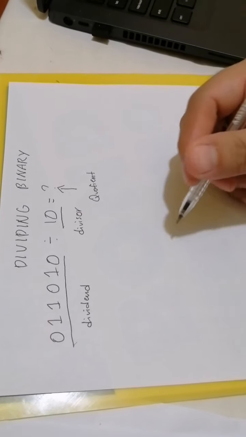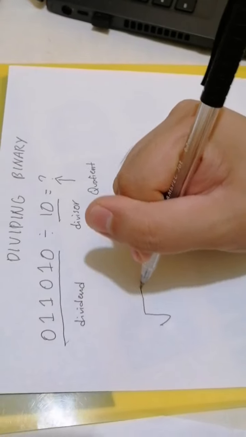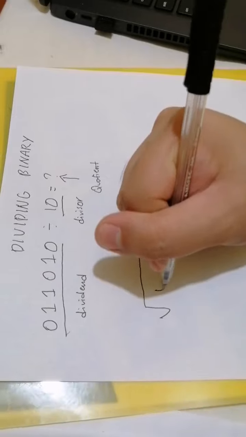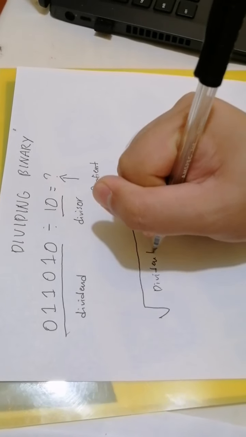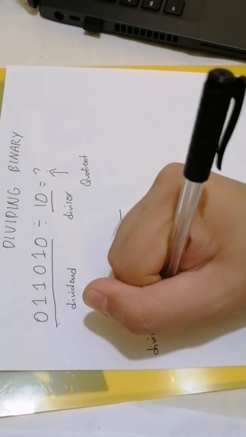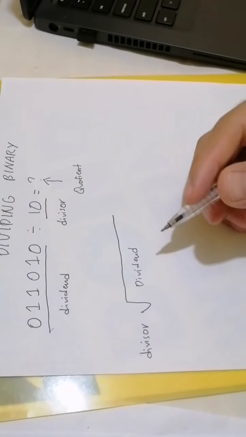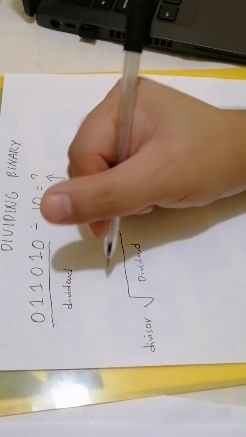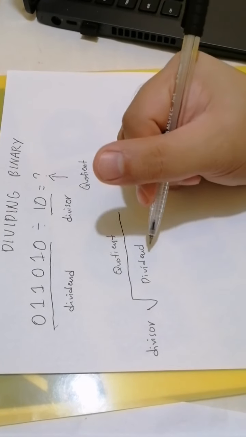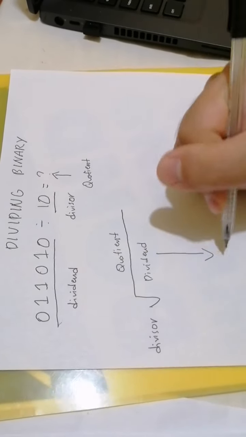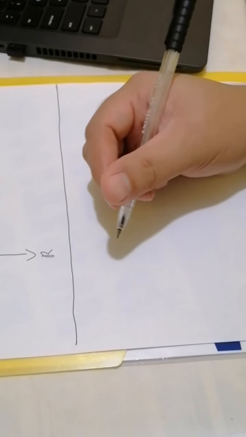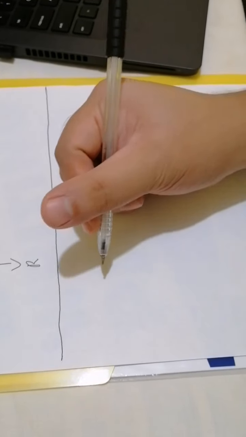We need to set it up as a long division. On the inside, you need to put the dividend. On the outside, the divisor. And at the top goes the quotient. And then you're going to get the remainder at the bottom. So we need to set up the problem like this.